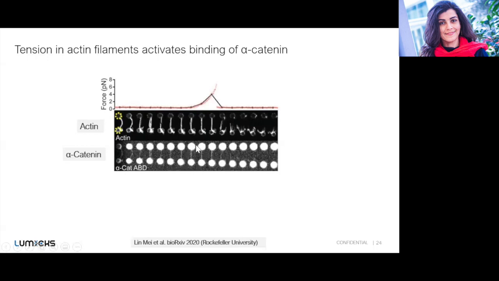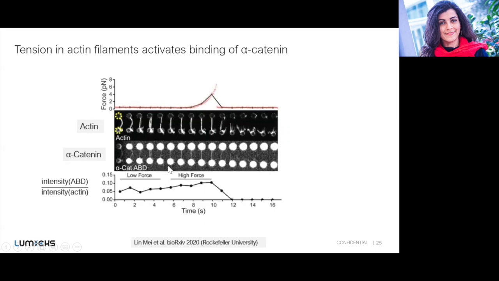Now, in order to correlate how this tension in the filament is correlated with binding of the actin binding protein, they look at the ratio of intensity of the protein to actin filament over time, and they see that in the regions where there was tension on the actin filament, the binding of the protein has increased. So this is a very nice way of combining force measurement and fluorescence measurements to see how tension in actin filaments can regulate binding of an actin binding protein.